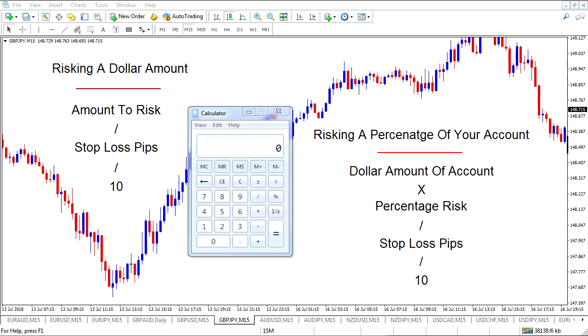Maybe it's 3%, maybe it's 1%, maybe it's 5%. But you want to risk a certain percentage of your account, and they kind of leave it at that. They don't really tell you where to go from there.